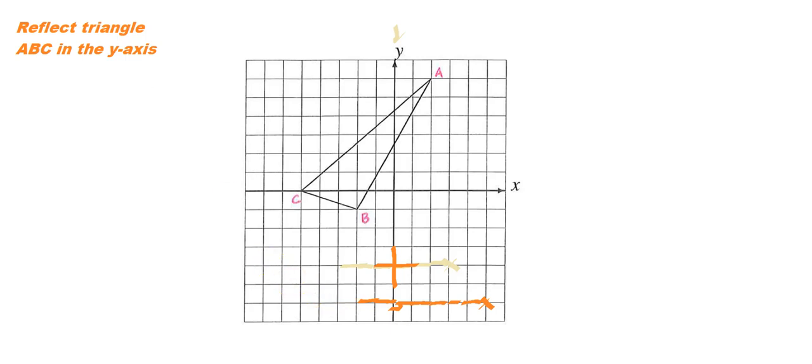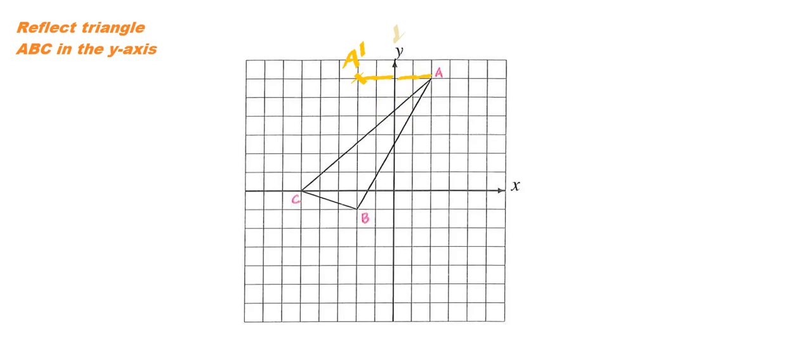Let's have a go at triangle ABC. So we'll deal with point A first, and we'll do our counting. So from A to the mirror line, it's how many steps? 1, 2. So I repeat that on the other side of the mirror line, 1, 2, and I now know that A dash, remember that's the image of A, is right there.